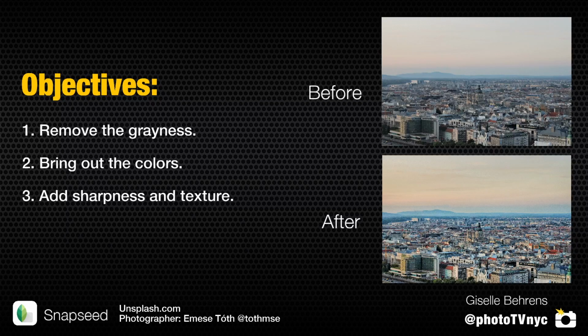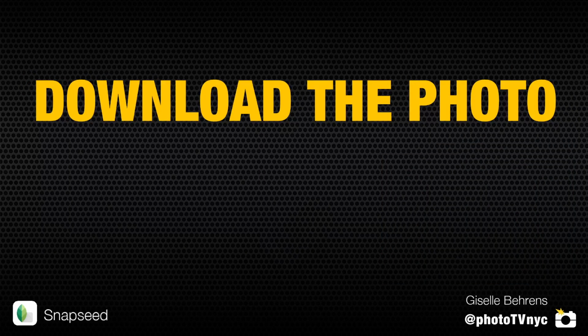Our objectives for today are going to be: 1. Remove the grayness of the photos, and on the right hand side you have the before. Number 2, bring out the colors. And number 3, we're going to be adding sharpness and texture. You can see below on the right the after photo, and thanks to Emese Tóth for this photo. Remember that you guys can also download the same photo to follow along with the tutorial.